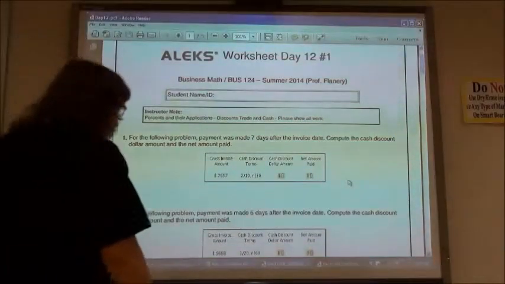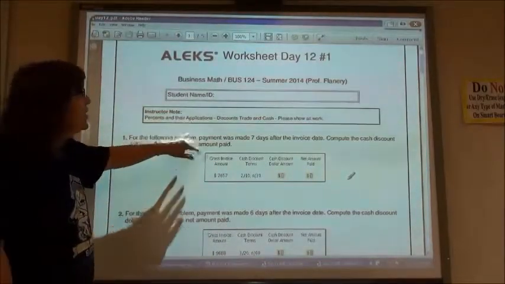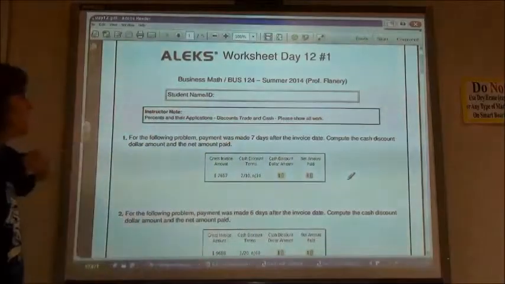Business Math Worksheet 12. Again, we're in percents and their applications. We're going to do some discounts, doing trade and cash discounts again.